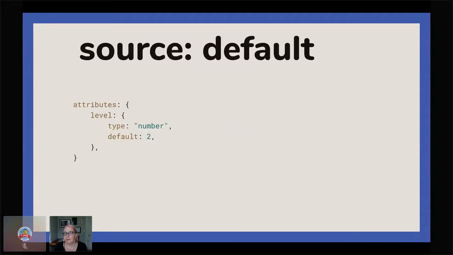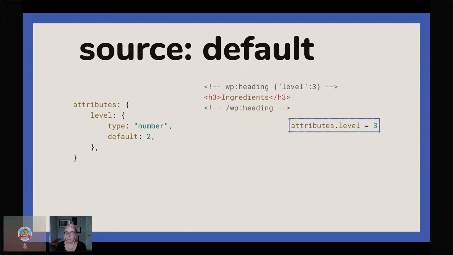So if you don't give a source, it defaults to looking for the data in the comment. So here we see the rendered content of the block. It's got the WP heading comment with this JSON level 3. So by saying that we have an attribute called level, it will know to look in this comment for this level, and then it will pull it out and populate that with that value, so 3.